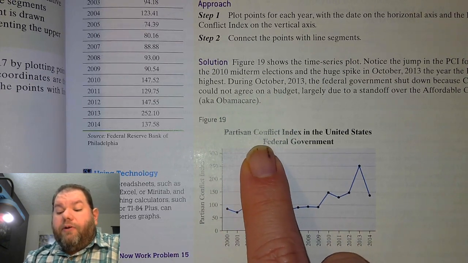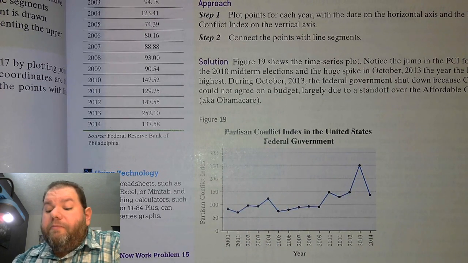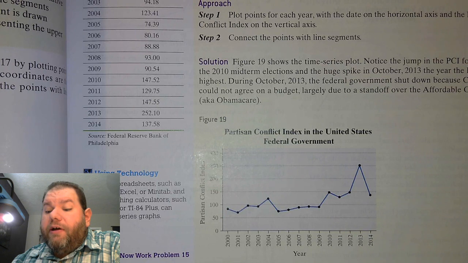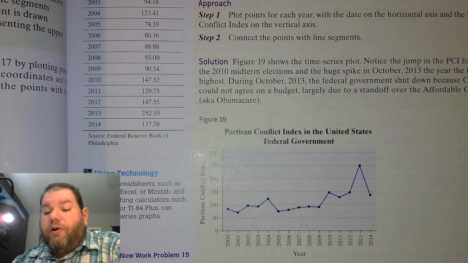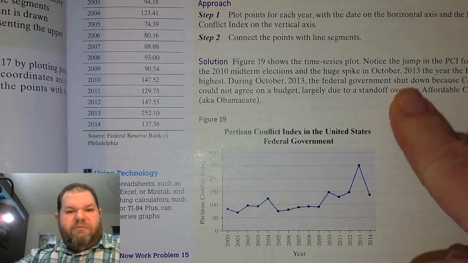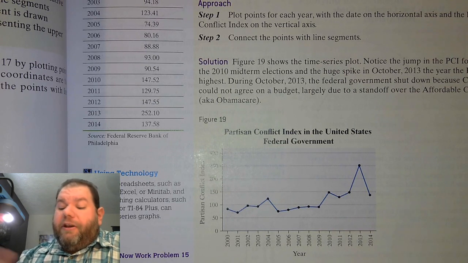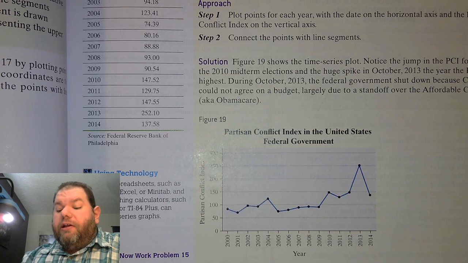This is talking about the Partisan Conflict Index in the United States federal government. It tracks the degree of political disagreement among U.S. politicians and the federal government, found by the frequency of newspaper articles reporting disagreement in a given month. This was 2014, so I imagine by 2020 we're up here somewhere. I don't know, just guessing. Anyway, that's the idea of a time series plot, how things change over time.